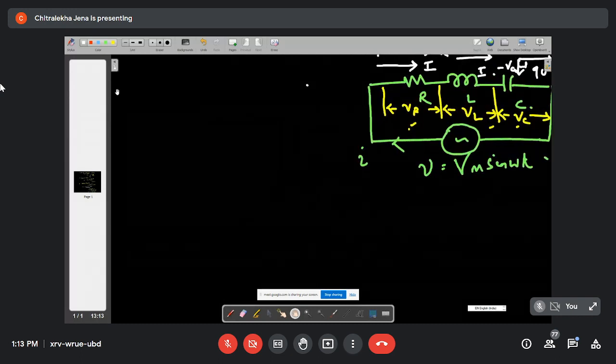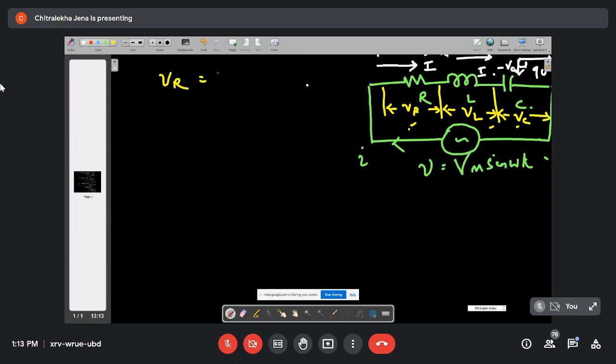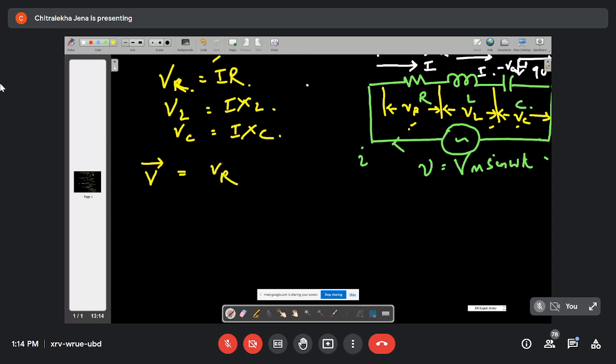So now at every instant, what will be the voltage across the resistor VR? It will be I into R. If I am writing the RMS value, I will write capital VR equal to RMS current into resistance. What is the voltage across the inductor? It will be I into XL. What will be the voltage across the capacitor? It will be I into XC. Clear to all of you? So what will be your V? Supply voltage will be equal to VR plus VL plus VC. Yes or no? Why?